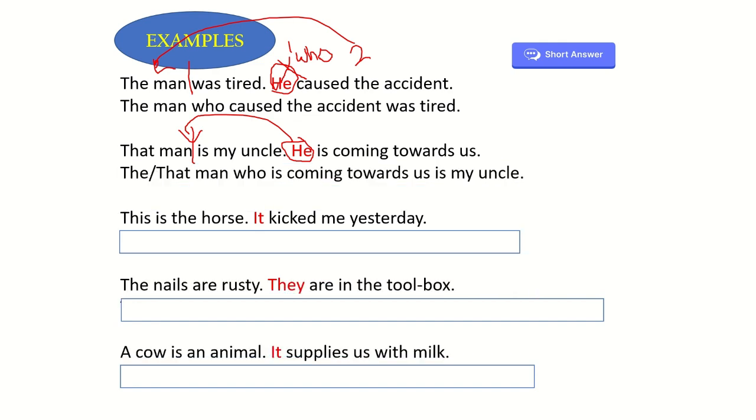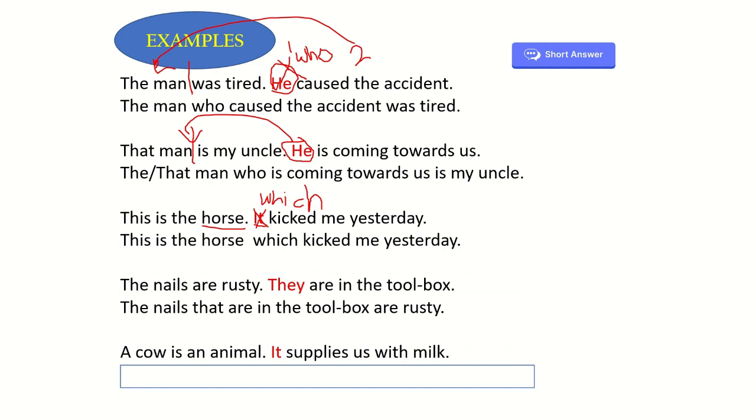This is the horse. It kicked me yesterday. Now I want to add information about this horse. This is the horse. I know that horse is an animal, so I can use either that or which. So this is the horse which kicked me yesterday.